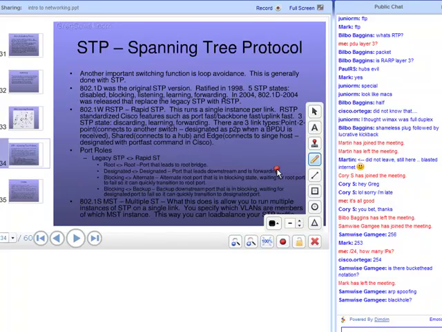802.1w rapid spanning tree protocol was developed to help pick up where some of these shortcomings were. Cisco had already come up with some fixes for that. Sorry, it's getting kind of loud in here. They came up with PortFast, which is for an access port, just a user port, since it has electrical connectivity, it'll go straight into the forwarding state. It won't go through the discarding and learning states. It'll just go straight into forwarding, so it speeds things up.